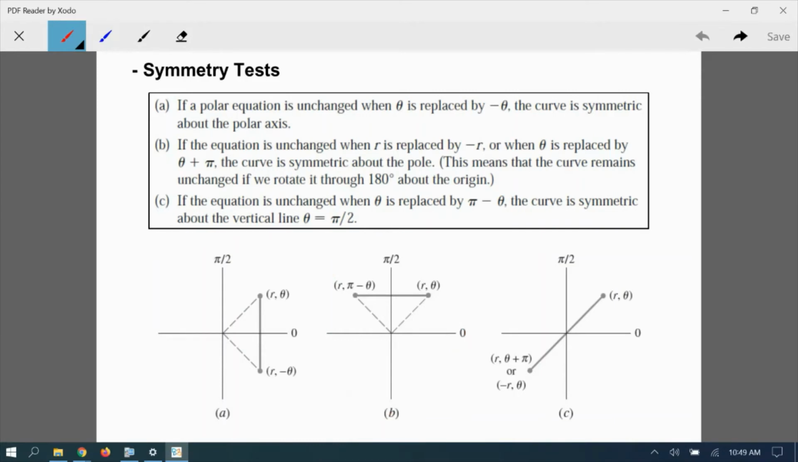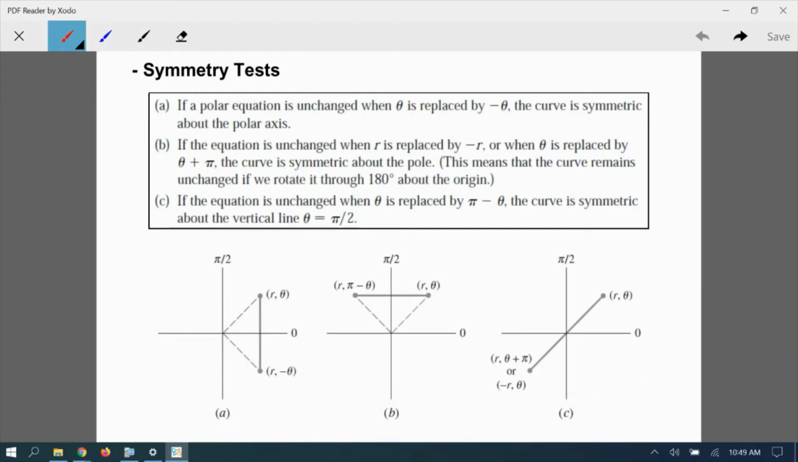And then the last one is symmetry about the pole, which is similar to symmetry about the origin. You can see for this one, there are two ways that we can reference this. We can do (r, theta) and (negative r, theta), but really in terms of a test, we typically do (r, theta) and (r, pi plus theta), or theta plus pi.